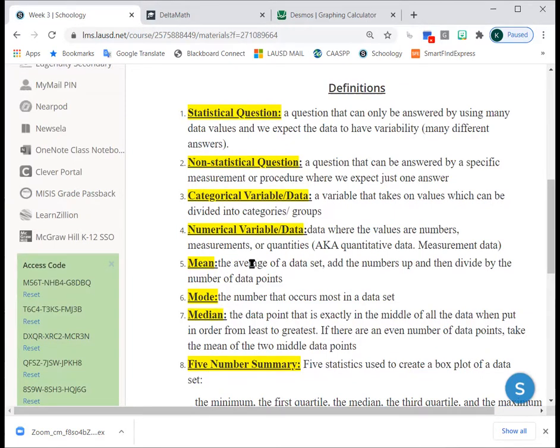The mean is the average of a data set. You want to add the numbers up and then divide by the number of data points. So you're going to add them up and divide by however many numbers there are. The median is the data point that is exactly in the middle of all the data when put in order from least to greatest. If there are an even number of data points, take the mean of the middle 2 data points. All right, let's see an example of that.